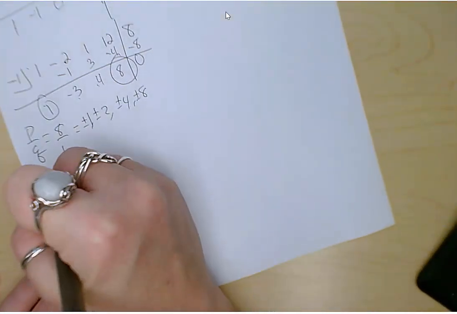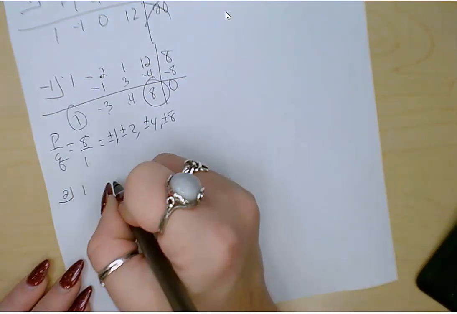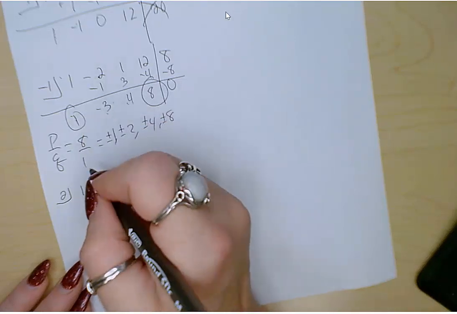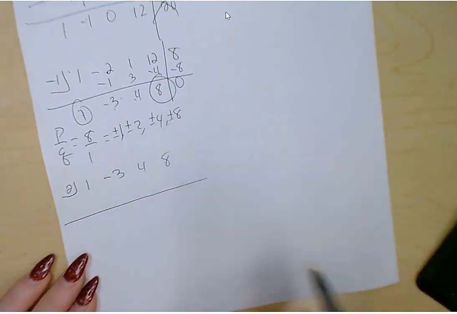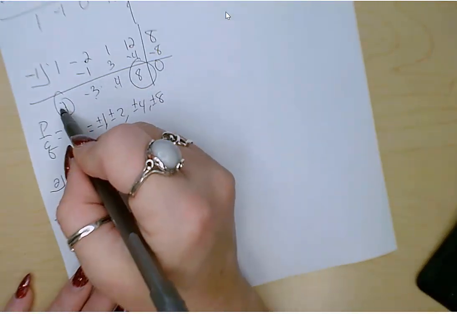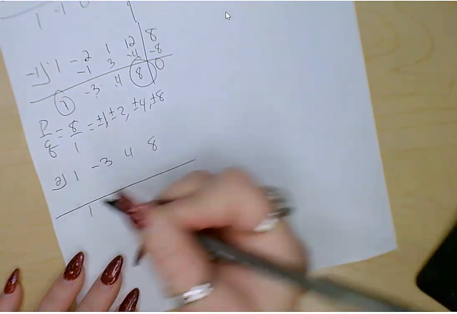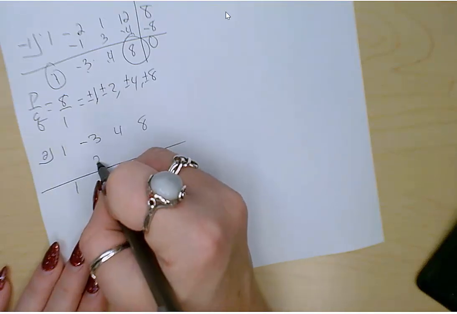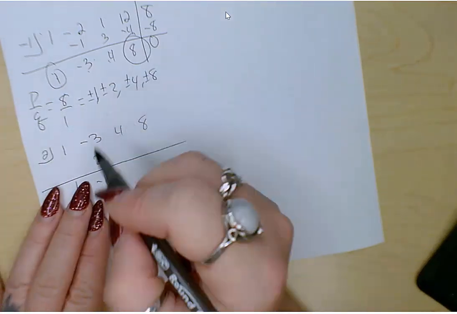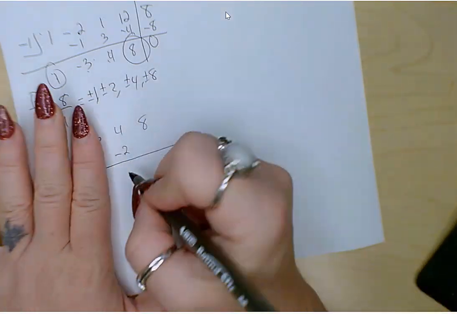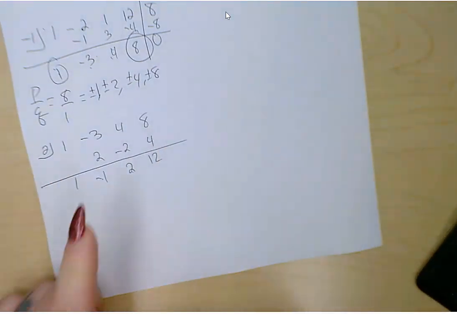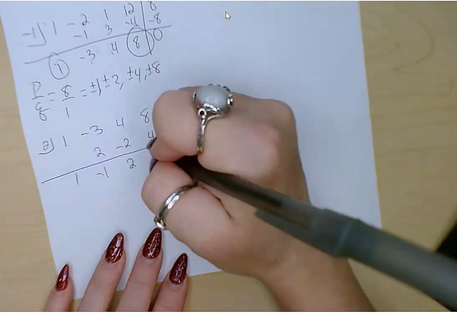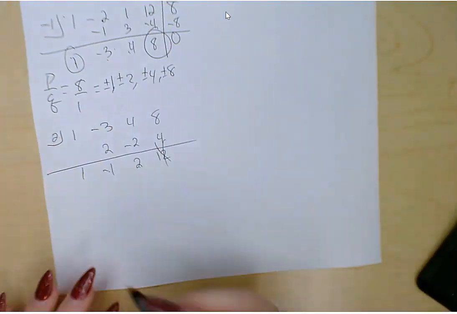So let's see. Let's go with a 2. Dropping down our numbers here, a 1, negative 3, a 4, and an 8. And let's see what happens. All right, we're using our numbers from before. Dropping down the 1. 1 times 2 is 2. When we add, negative 1. When we multiply, negative 2. When we add, a 2. When we multiply, a 4. We get a 12 there. So 2 is not a solution here.